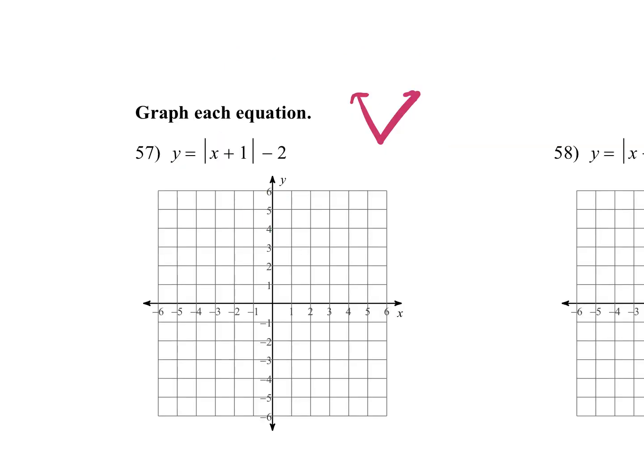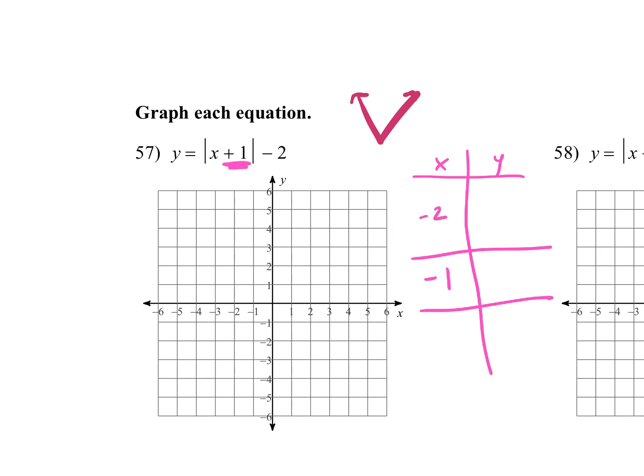All right, so 57, we have an absolute value equation. So that means our graph is going to look like a V. So we need to plug in numbers for x and get numbers for y. And we always want to plug in whatever the opposite of this number is. So if that's +1, our middle number that we're going to plug in should be -1. And then we want to plug in one smaller and one bigger. So we can plug in -2 and 0.